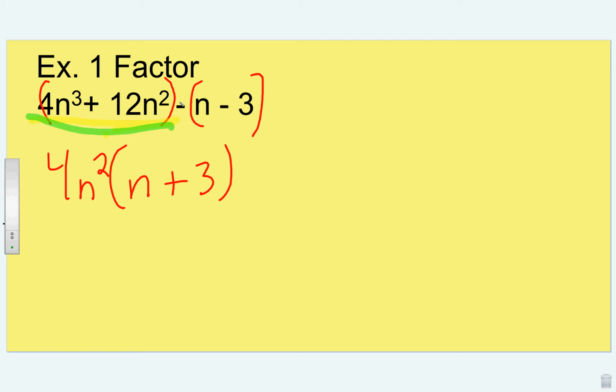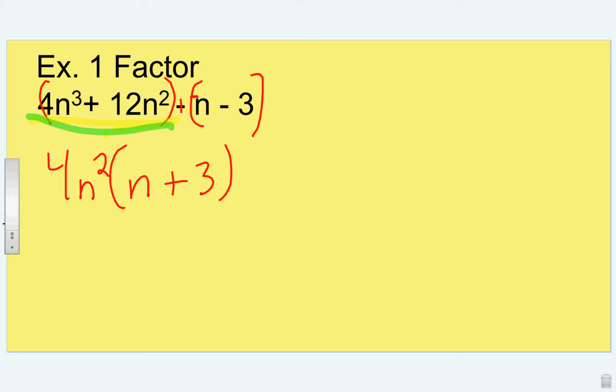Now over here, I already had to be careful because I put those parentheses in. This is the way it is right now. It's at negative n minus 3. So I can't just stick the parentheses in. And now I'm going to pull out a negative 1. So I'm going to write minus 1.